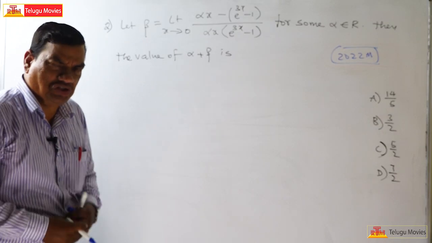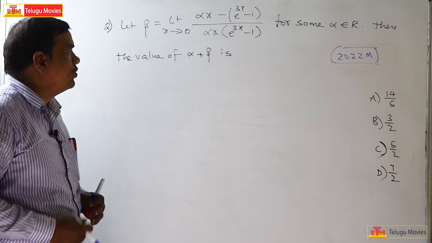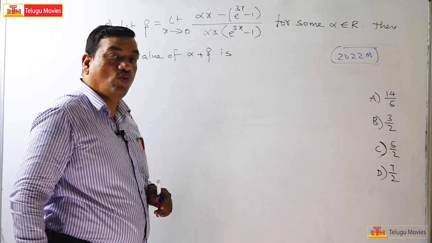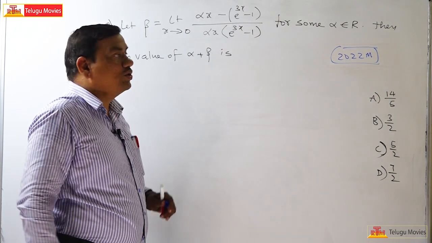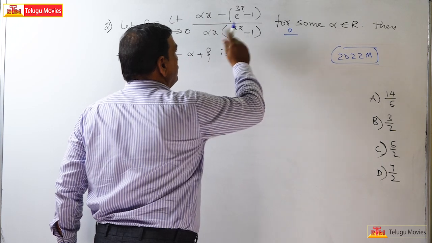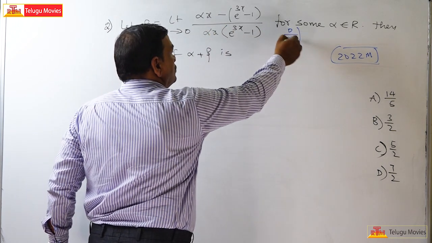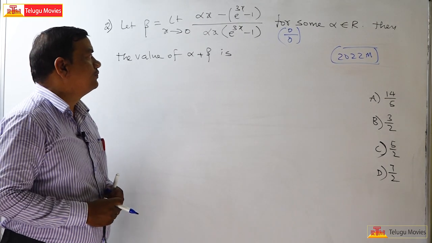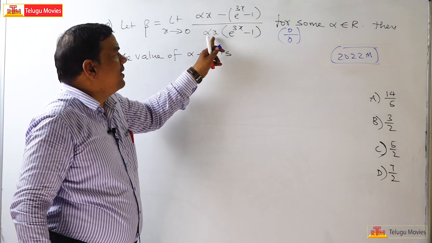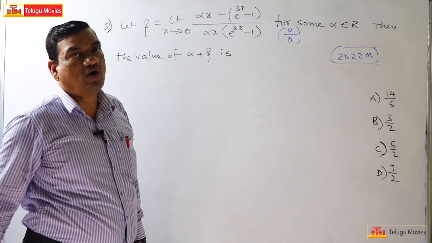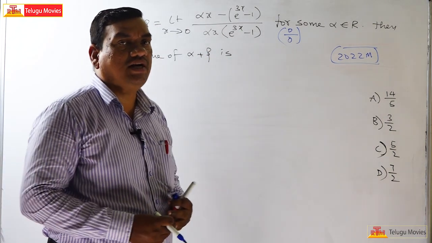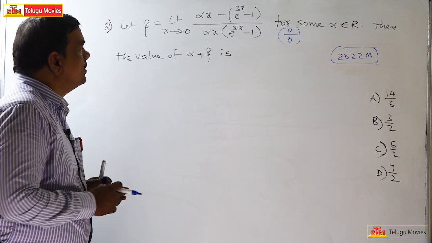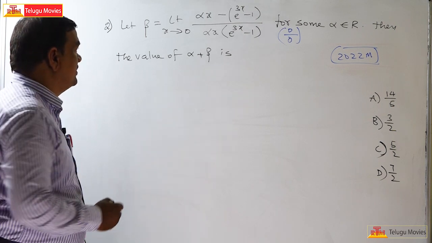Generally, what is the first step students will do? They put x equal to 0 here. Alpha into 0 is 0, e power 0 is 1, 1 minus 1 is 0, so 0 by 0. So we got 0 by 0, and immediately they will start the L'Hospital rule. This is okay, but coming to here, you will need the u into v formula. So before doing that L'Hospital rule, let us simplify the given problem like this.